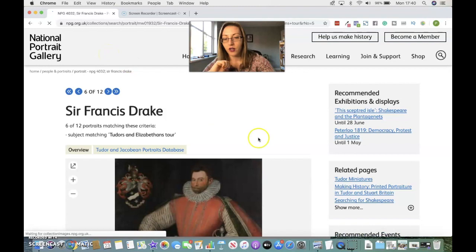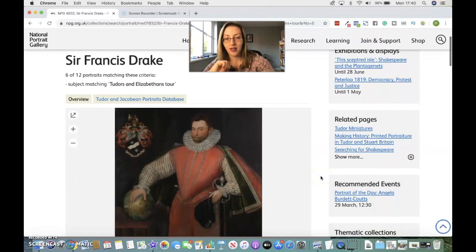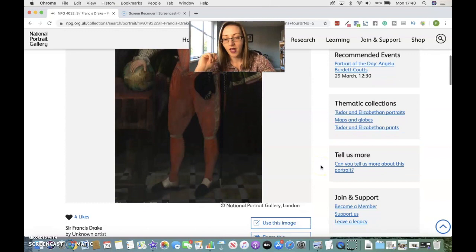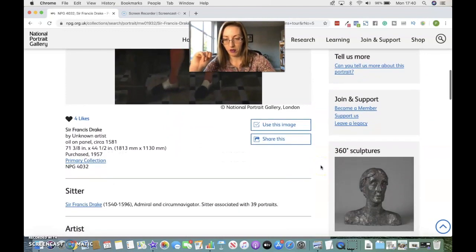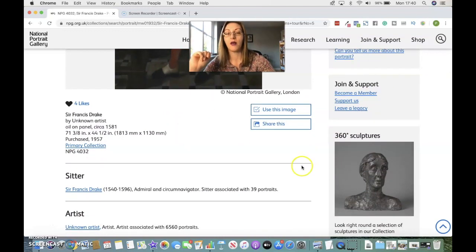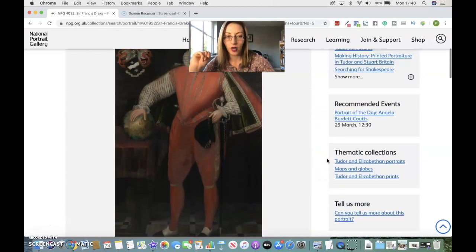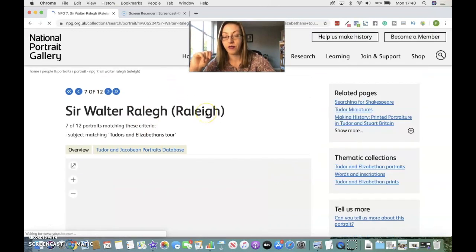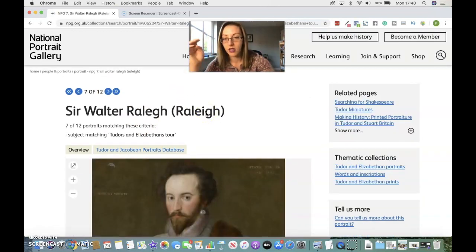Who else have we got? Sir Francis Drake. Was he a pirate? Was he an explorer? I'm sure people think he's both. Here we are, he's an admiral and circumnavigator on here. Okay, that's polite. Sir Francis Drake. Obviously, that was during Elizabeth's reign.